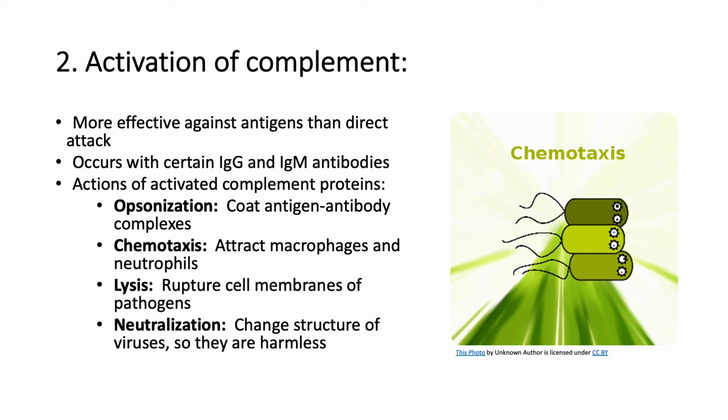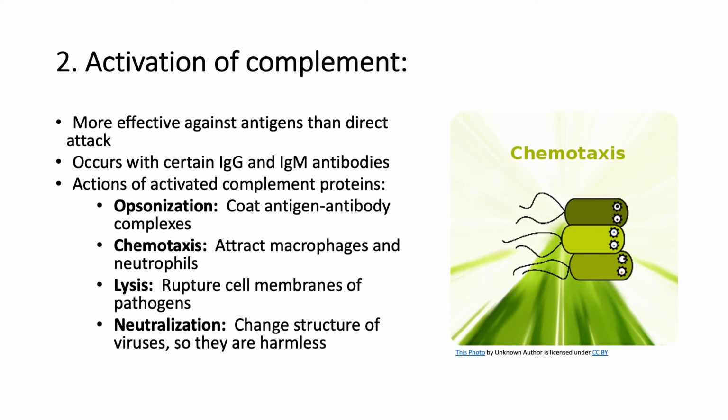Now, activation of the complement. When certain immunoglobulin G or immunoglobulin M antibodies combine with antigens, they expose reactive sites on the antibody constant regions. This triggers a series of reactions leading to activation of complement proteins. Activated complement proteins coat the antigen-antibody complexes. We call this opsonization, making the complexes more susceptible to phagocytosis. They attract macrophages and neutrophils into the region.